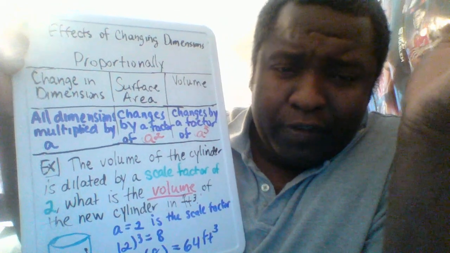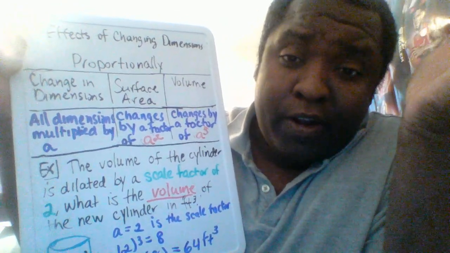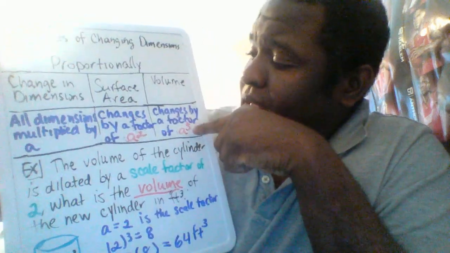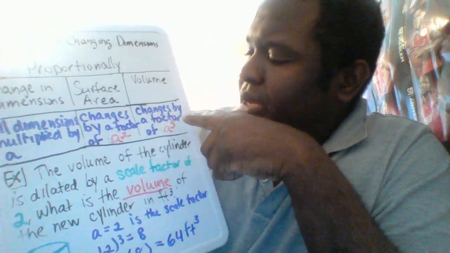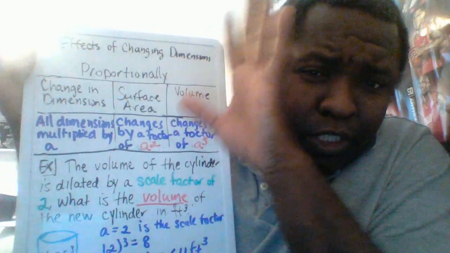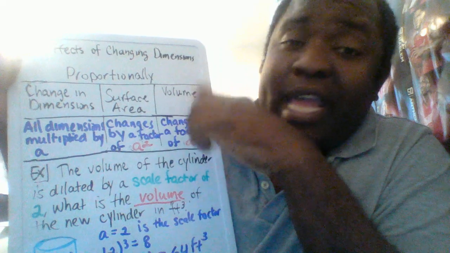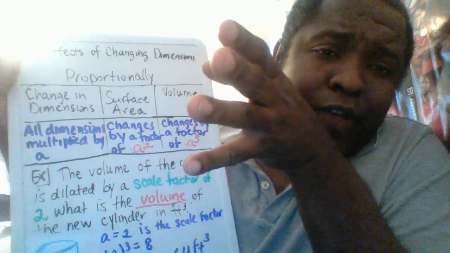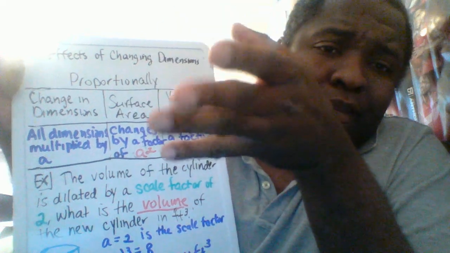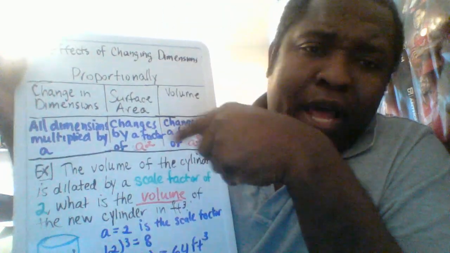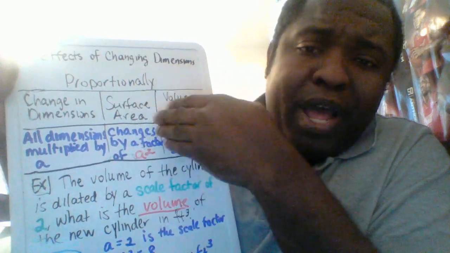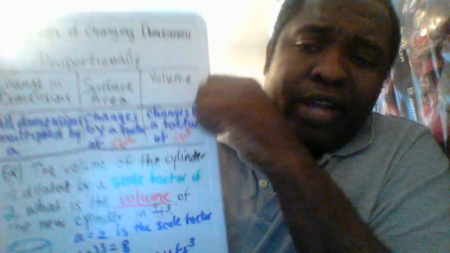So just like in the previous examples, area was what? Squared. All right, so you're going to square your a. You're going to square your scale factor. What about here? When it says changes by a factor of a cubed, that's for volume. So that's the only one that's cubed. Volume means you're going to do a cubed. So whatever your scale factor is, you're going to cube it. That means you multiply it by itself 3 times. And then you multiply your volume, or in this case, your surface area, by that new scale factor, okay?